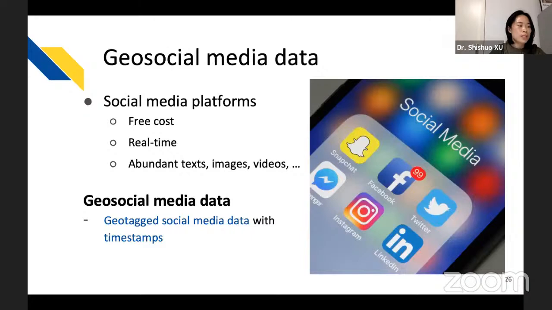As we introduced a number of social media platforms, some of them are cost-free to obtain through their provided application interfaces. And they can provide real-time and abundant text, image, and video information. Here, we specify the geosocial media data as data geotagged with GPS coordinates or place names. We call such social media data geosocial media data.